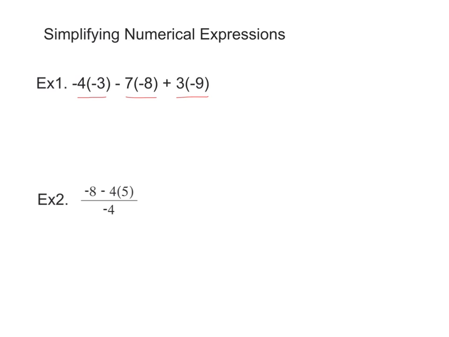So first, negative 4 times negative 3 is 12. There's a minus sign in between. 7 times negative 8 is negative 56. I'm going to use parentheses here just to keep those negatives separate. And last, 3 times negative 9 is negative 27. Again, I'm going to use parentheses just to keep the negatives separate.